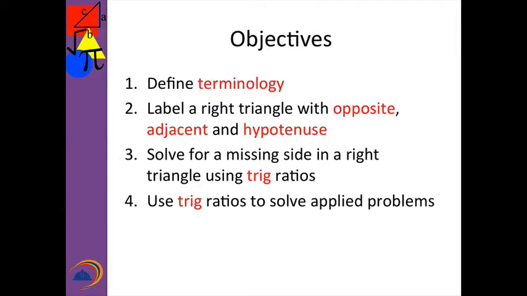So let's go on. The objectives today, all right? Please fill in on your note taker the words in red. First, we're going to define terminology. 2, we're going to label a right triangle with opposite, adjacent, and hypotenuse. We're going to solve for a missing side in a right triangle using trig ratios, and use trig ratios to solve applied problems. Pause the video if the students need to complete this task of filling in the missing words.